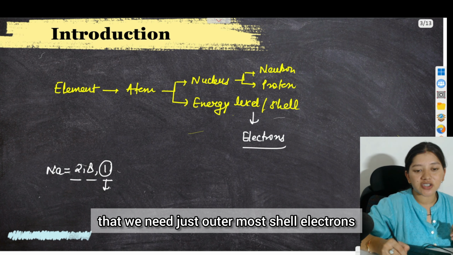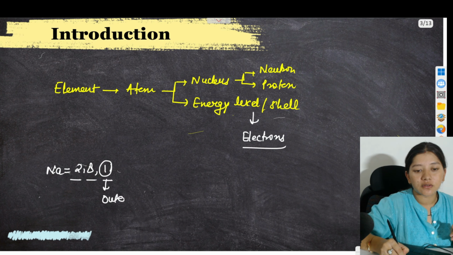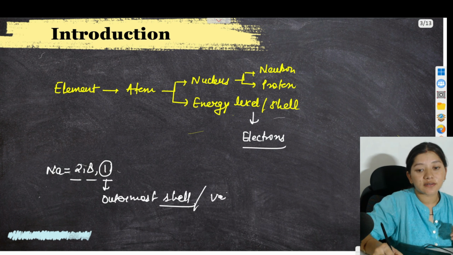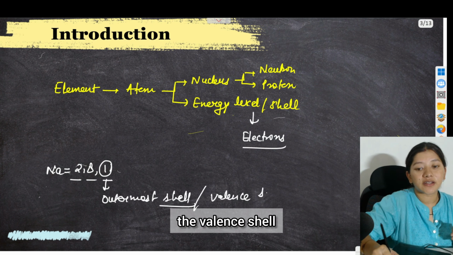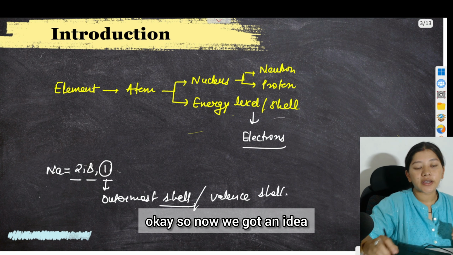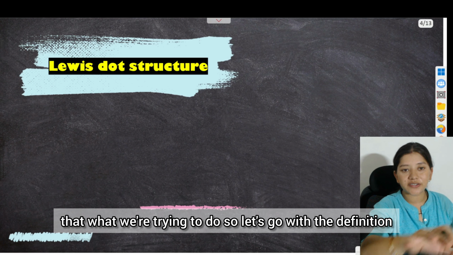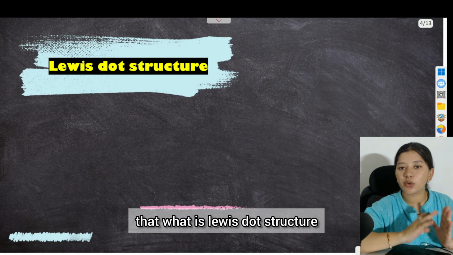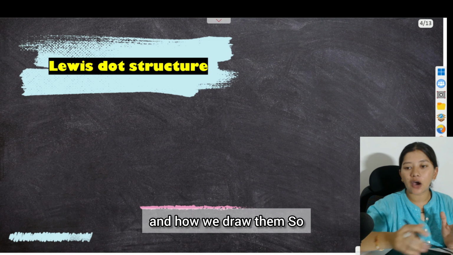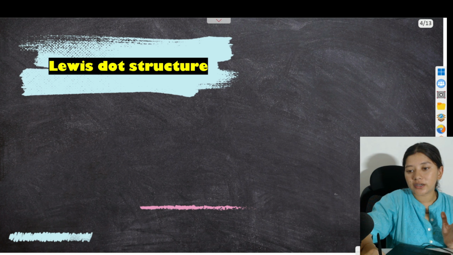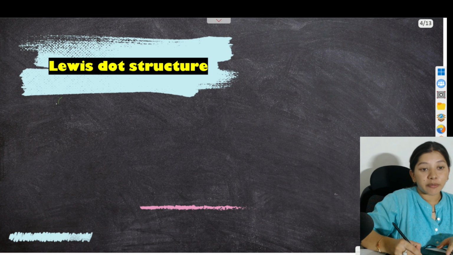It means that we need just the outermost shell electrons, also known as the valence shell. Okay, so now we have an idea of what we're trying to do. So let's go with the definition of what a Lewis dot structure is and how we draw it. Let me write the definition for you.